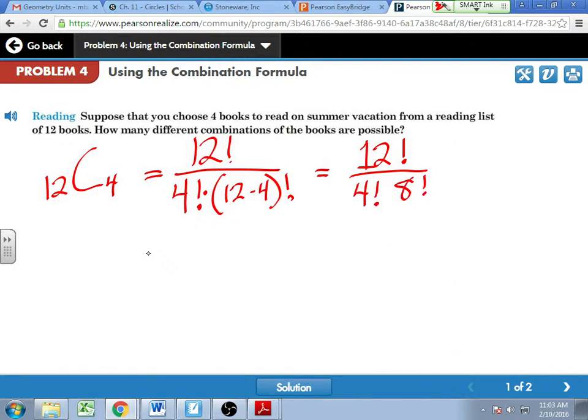So the numbers on the bottom should always sum to the number on the top, before you solve it, obviously. This should be how many you're choosing, and this should be how many are left over, because we have to get rid of all those, that's why we're dividing by that. So what's interesting here is the 8 factorial will cancel out the 8 factorial from the top. So I really have 12 times 11 times 10 times 9 over 4 times 3 times 2 times 1.